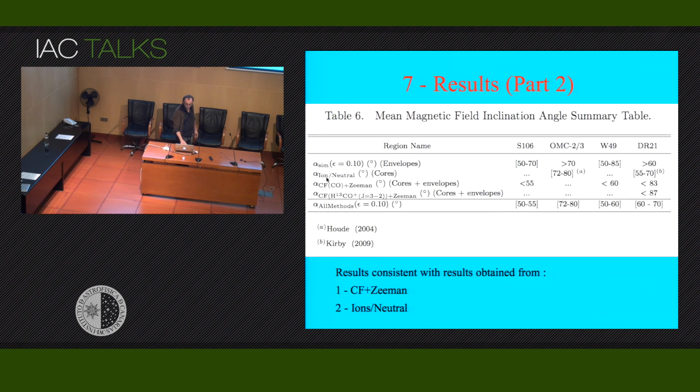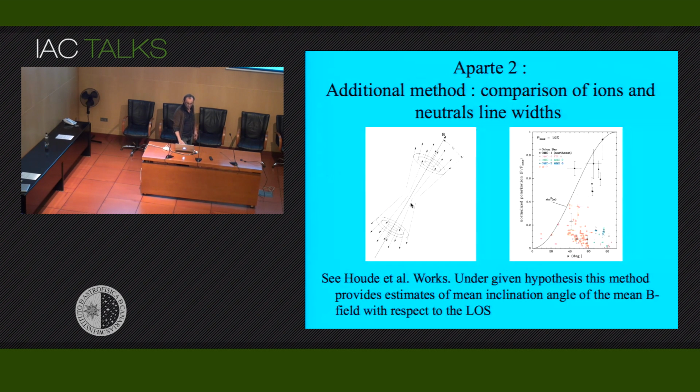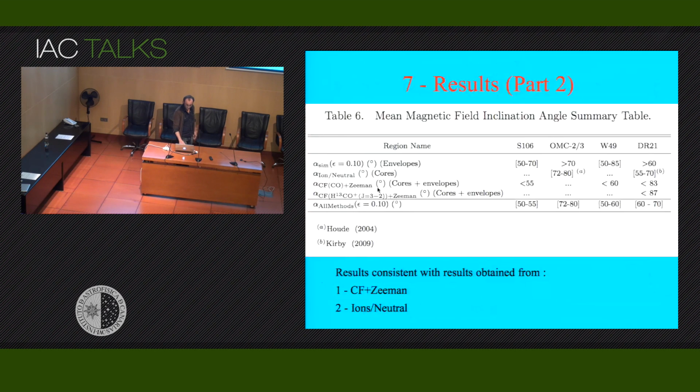And from the method just before, which is a comparison of ion and neutral velocity lines, we've got information about the large-scale structure of the field and its inclination angle with respect to the line of sight for MC23 and DR21. And if we combine the Zeeman measurements with the Chandrasekhar and Fermi method, we've got an estimate of the uniform field in the plane of sky, the intensity of the field. Zeeman is along the line of sight, so we've got a constraint on the inclination angle of the magnetic field.